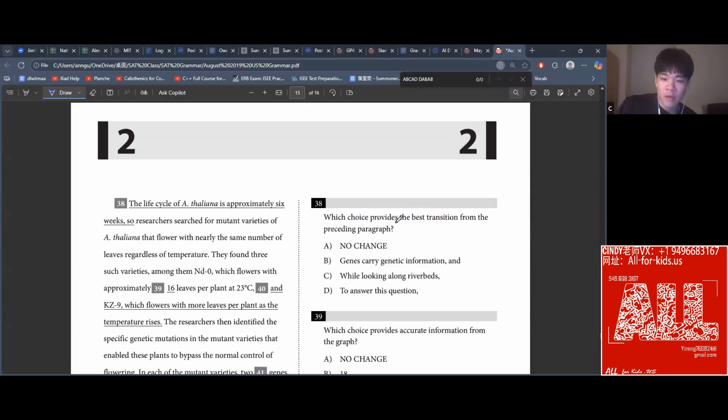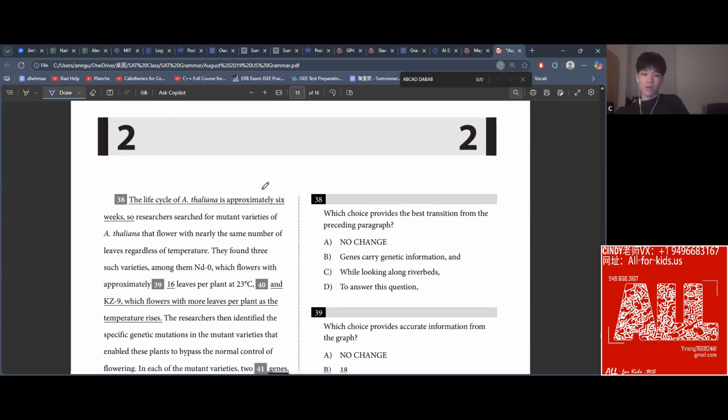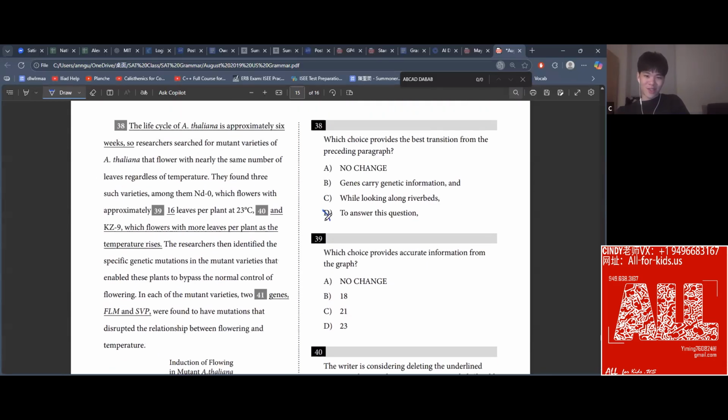Next, transition on a preceding paragraph. So they're trying to figure out if basically colder temperature would make the plant grow faster or grow slower, right? So to answer this question is the question they brought up in the previous paragraph. So to answer this will be what this paragraph is about. So the answer is D.